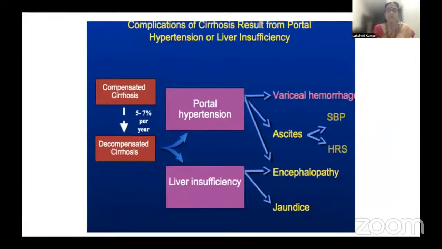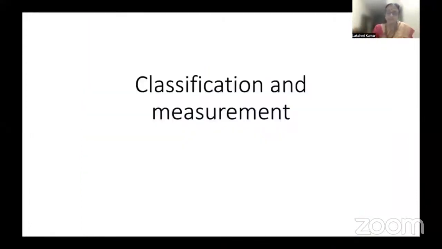Once a patient gets portal hypertension, he manifests decompensation in several ways. One of them is variceal hemorrhage. Two is ascites. And then, of course, you can have encephalopathy and jaundice. So remember that the intensity of cirrhosis and jaundice have absolutely no connection. You can have a patient with very severe cirrhosis with bilirubin of just 1.5, and vice versa.